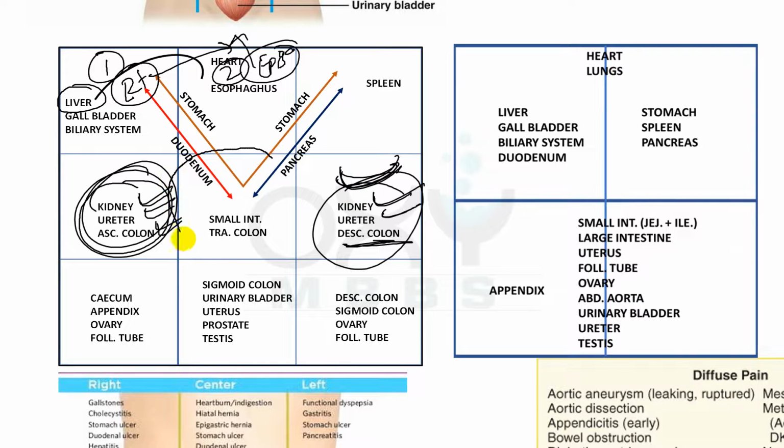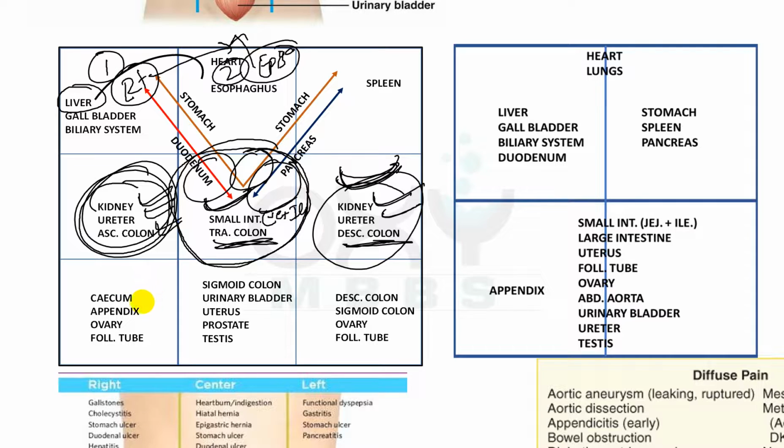Now in the umbilical region, what are the structures present? The pancreas, the stomach, the duodenum, and the small intestine, which part? Only the jejunum and the ileum. And in the umbilical region there is also the transverse colon. So if there is any pathology in these different organs, then you will find pain in this umbilical region.